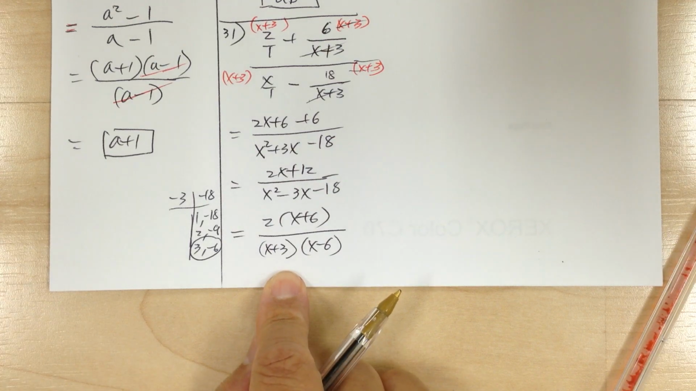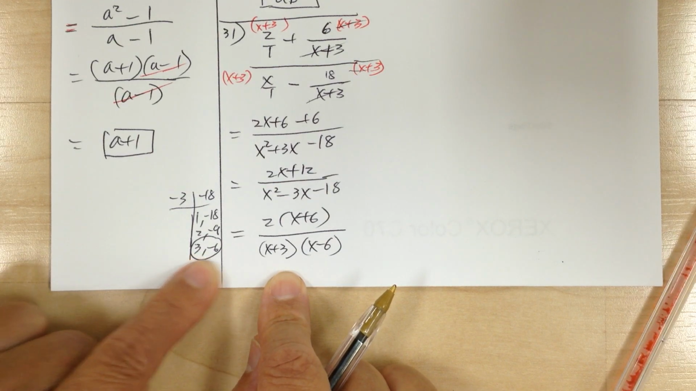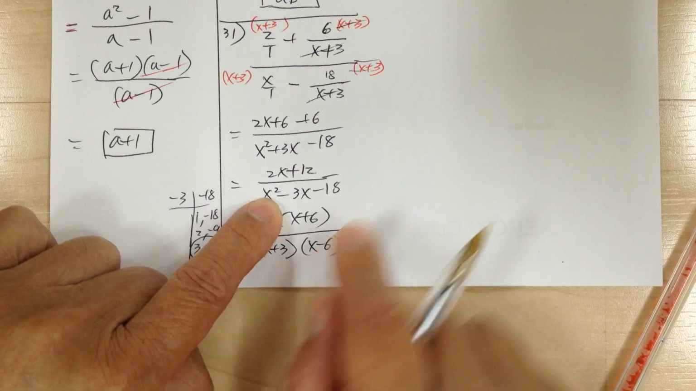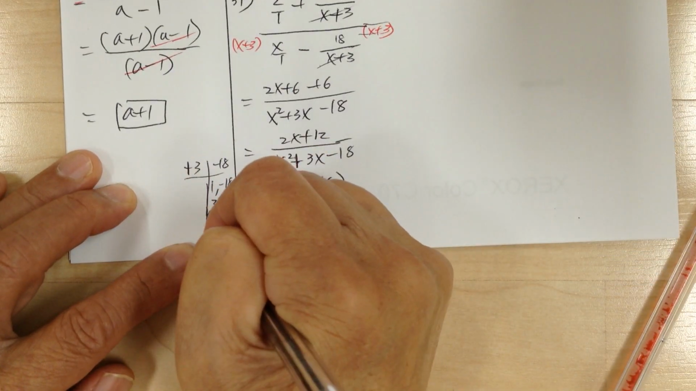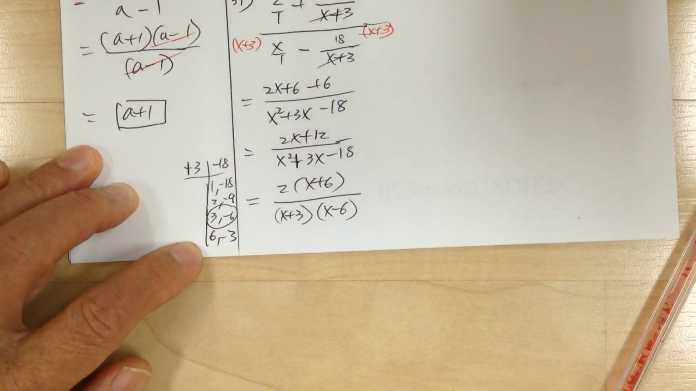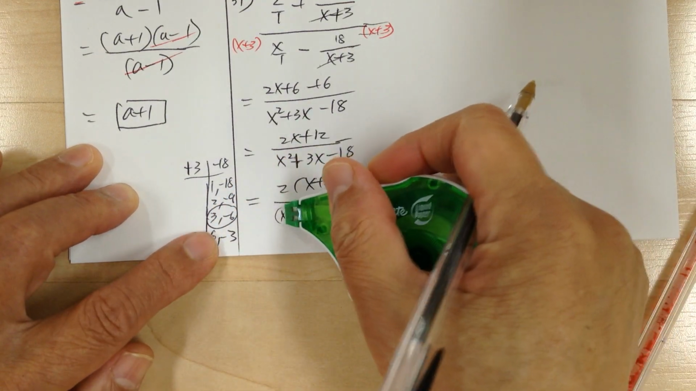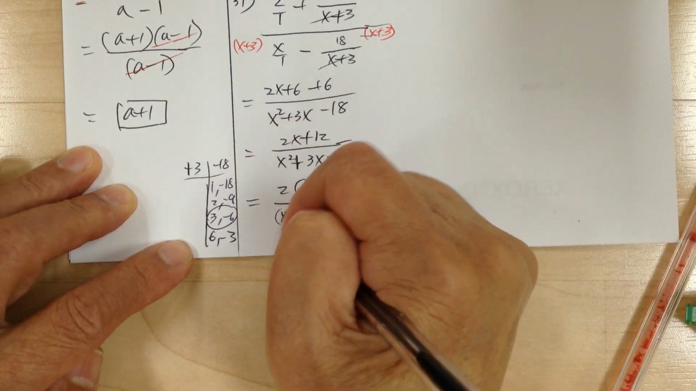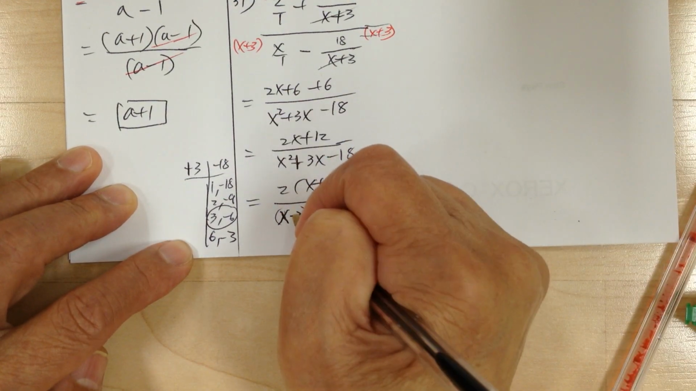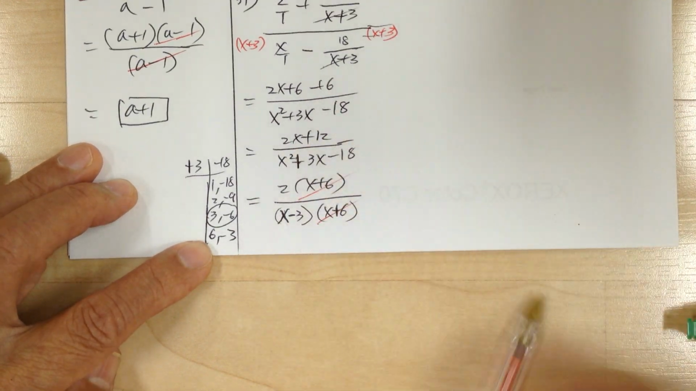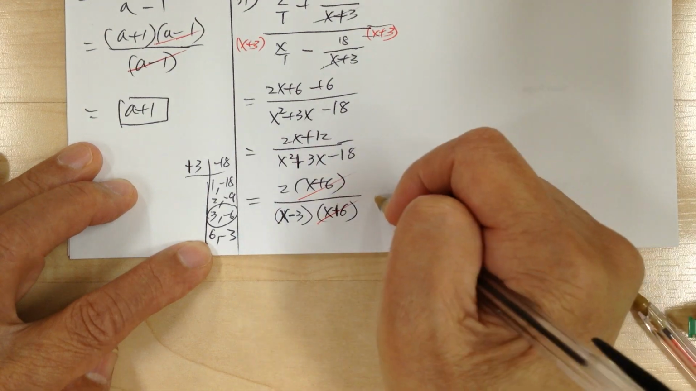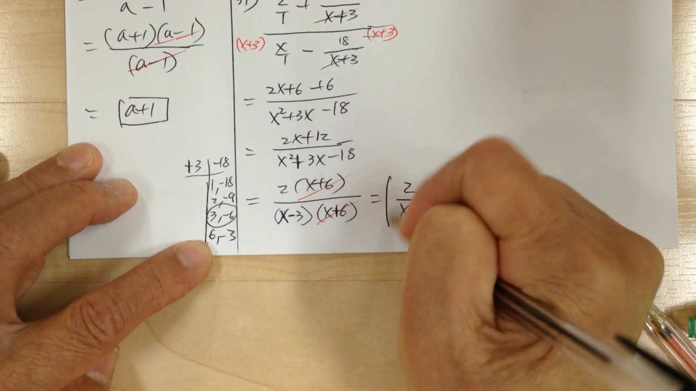Okay, and let's see, 31. Oh wait, this is a plus. This is a plus, so I need the plus. So I need to get 6 comma negative 3. So I need minus 3, plus 6. There we go. And this will cancel out. So your final answer would be 2 over x minus 3.